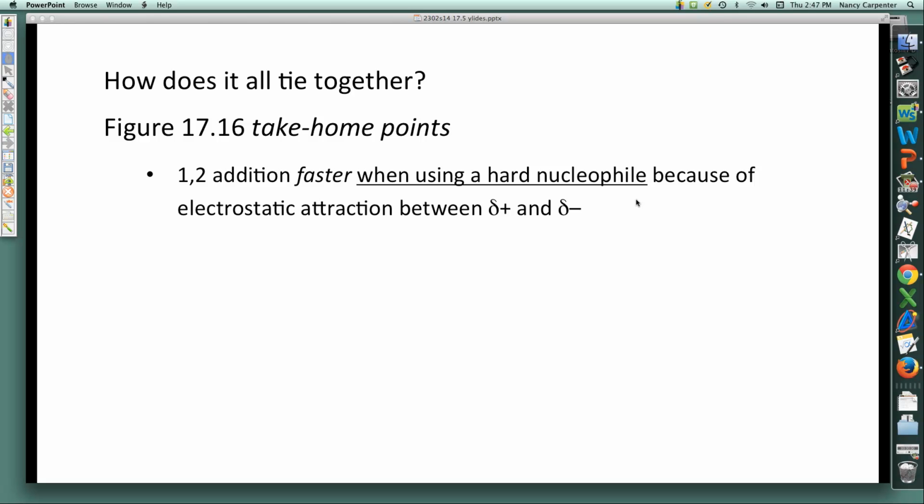You need to insert this phrase. That is because when you're using a hard nucleophile, that hard concentration of negative charge on the nucleophile is really attracted rapidly to the hard concentration of delta positive on the carbonyl carbon. So here's my conjugated system, here's my nucleophile, zoom it going straight to 1,2 because they're in love with each other and they are attracted to one another. Happy Valentine's Day.